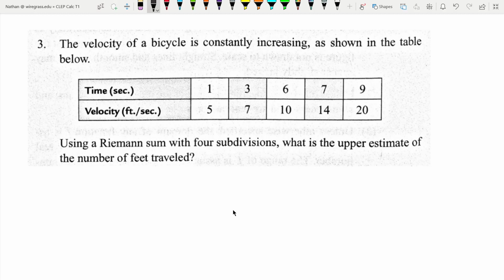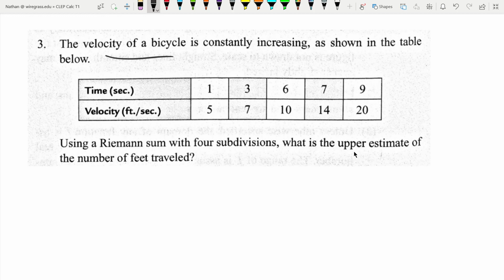All right, here we want to get a Riemann sum with four subdivisions of this data here. Of course, this data is the velocity of a bicycle. It's constantly increasing, and you can see that by just looking at the data. The velocities keep going up, but it kind of goes up in a strange pattern. And so we're going to use a Riemann sum because the function for this data is not quite obvious.